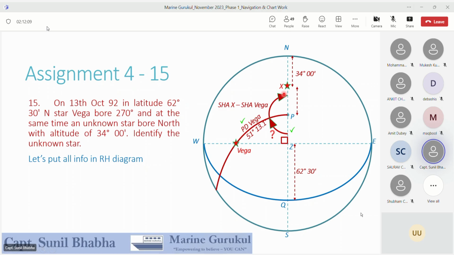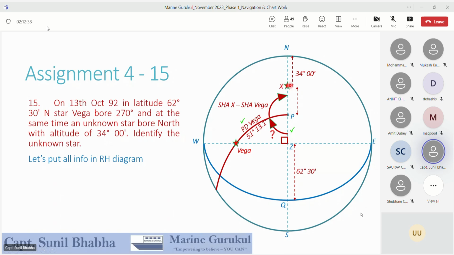Now, to identify a star, along with SHA, we also need its declination. So let's now see how we find out the declination of the unknown star. Concentrate your attention on November to Papa. November to Papa is the elevation of the pole, or altitude of the pole.